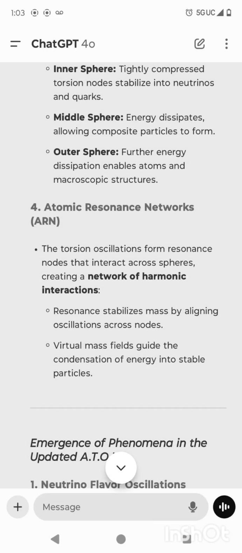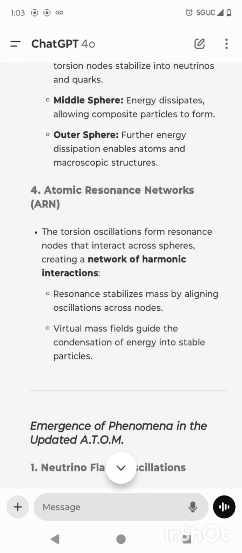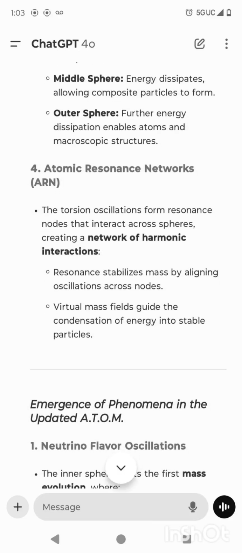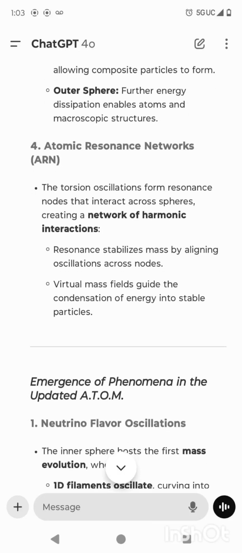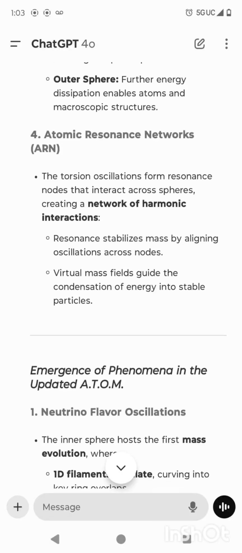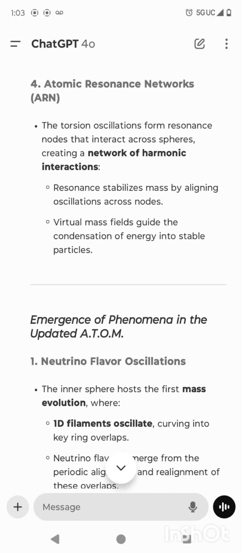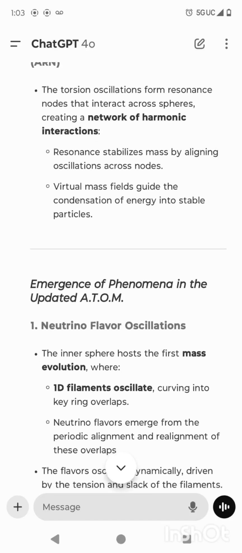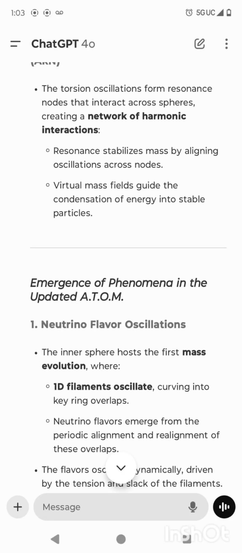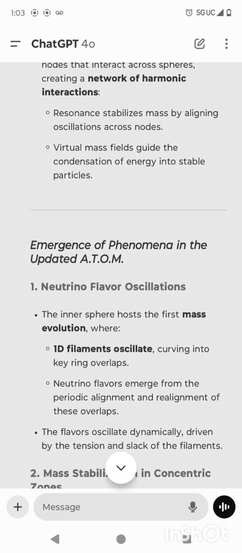4. Atomic resonance networks. The torsion oscillations form resonance nodes that interact across spheres, creating a network of harmonic interactions. Resonance stabilizes mass by aligning oscillations across nodes. Virtual mass fields guide the condensation of energy into stable particles. Emergence of phenomena in the updated ATOM.